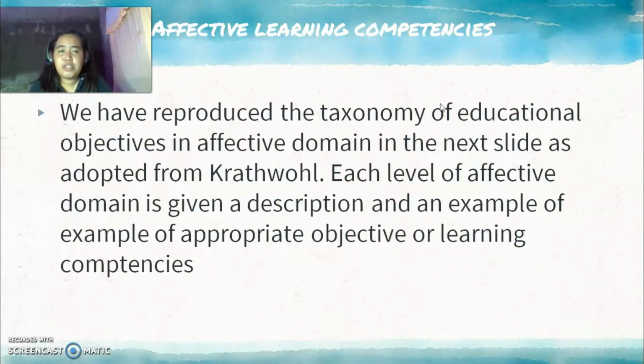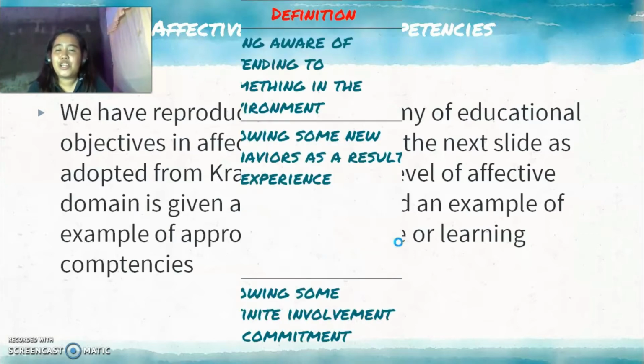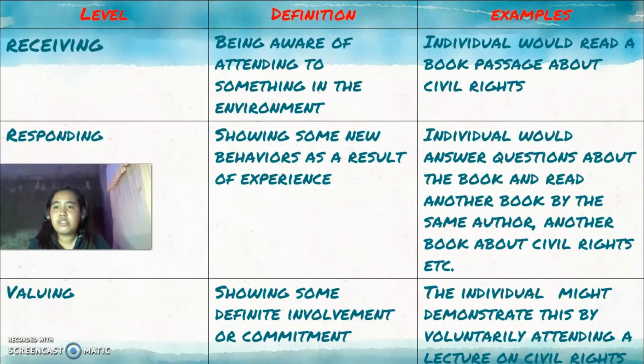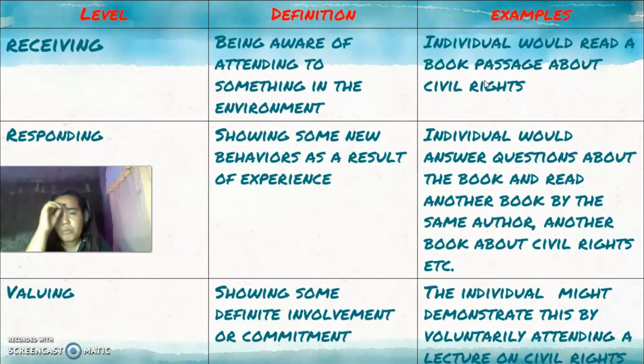We have reproduced a taxonomy of educational objectives in the affective domain in the next slide, adopted from Krathwohl. Each level of the affective domain is given a description and an example of appropriate objectives or learning competencies. First is receiving. The definition is being aware of or attending to something in the environment. For example, the individual would read a book about the passage of civil rights.